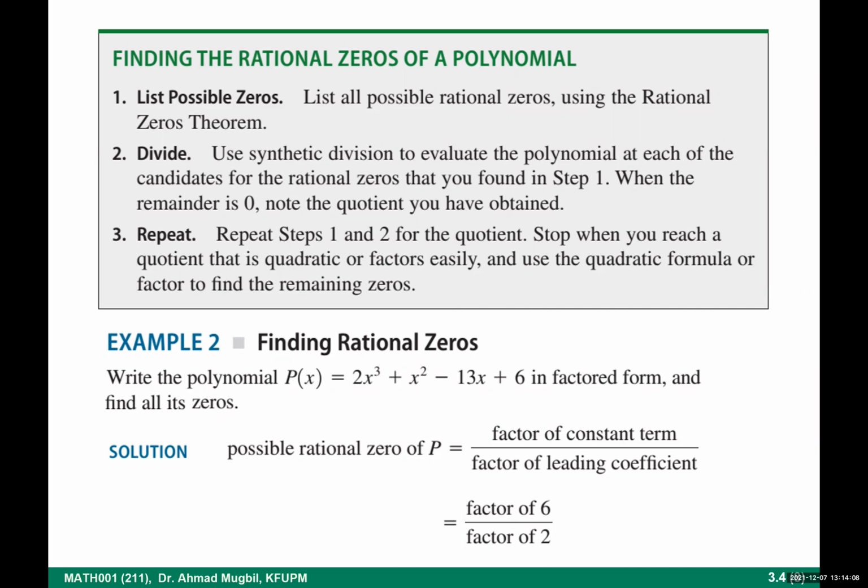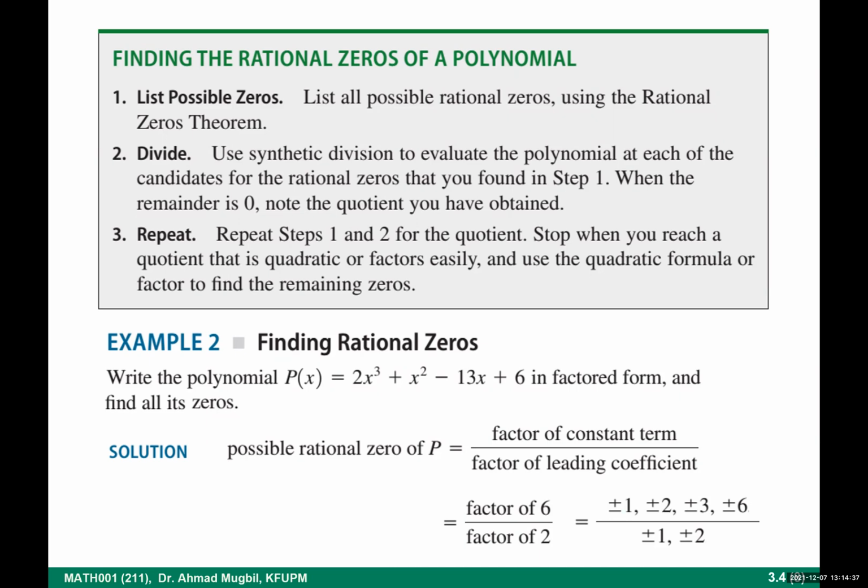What are the factors of 6? 1, 2, start from 1. 1, 2, 3. After the half, 3 is the half of 6. Jump to 6. And the negative of them, positive or negative. So they will be ±1, ±2, ±3, ±6, divided by ±1, ±2. Then what will you do after that?